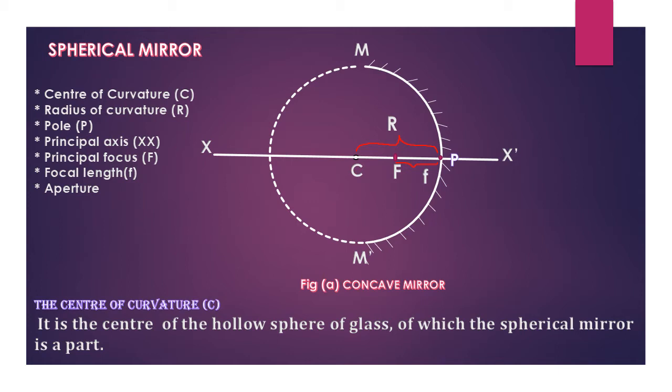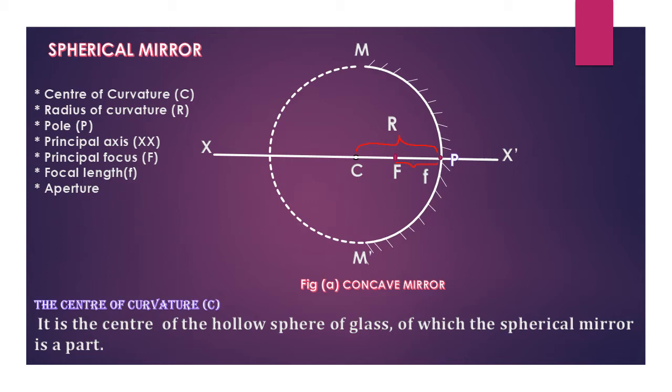Children, now we know that spherical mirrors are a part of a hollow sphere of glass. They work on the reflection of light. We will now understand the meaning of some new terms like center of curvature, radius of curvature, pole, principal axis, which are used in the study of spherical mirrors. So, please look at the diagram. Here the diagram shows how a concave mirror forms a part of a hollow sphere of glass. The dotted line shows it.